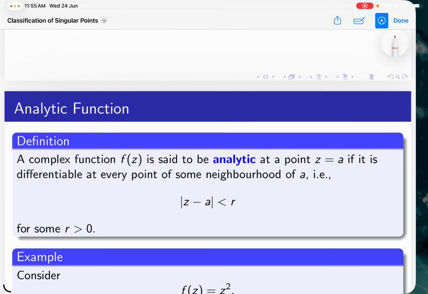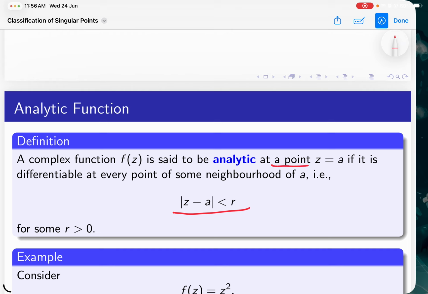A complex function f of z is said to be analytic at a point z is equal to a if it is differentiable at every point of some neighborhood of a, that is modulus of z minus a less than r. In other words, derivative exists not only at that point but also some neighborhood of that point.